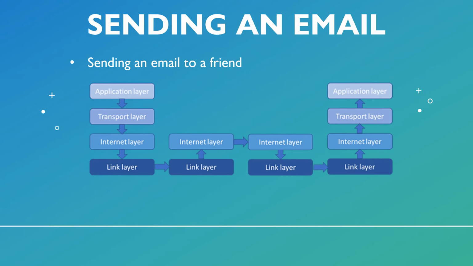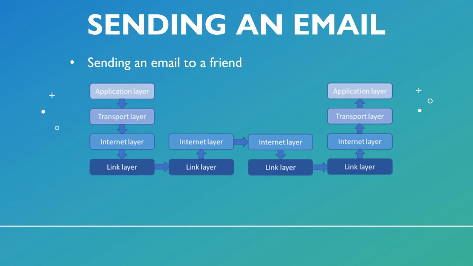Let's just go over the whole process one more time with an example. Let's say you compose an email and send it to a friend. You'll have your email client open at the application layer. You type up the email and you click send. All of the information from your email is sent off to the transport layer. Here, your email message is split up into packets. Each packet is given a packet number and the total number of packets in the message. And then these packets are passed on to the internet layer.